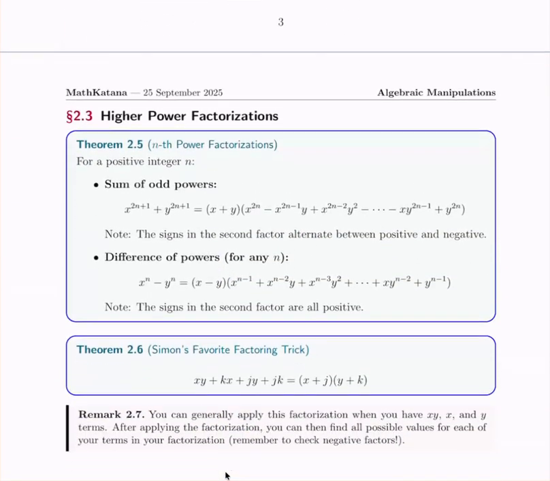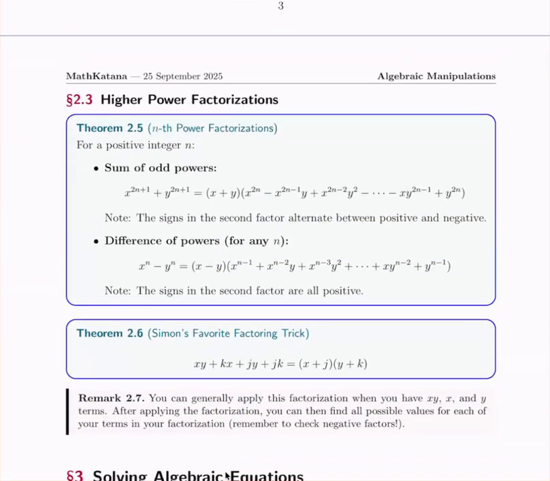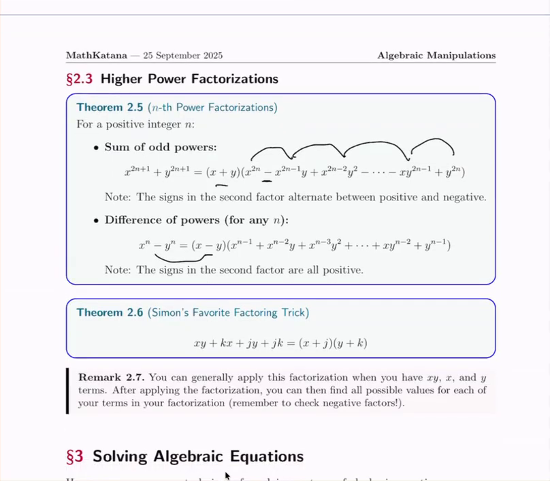The next one talks about higher power factorizations. This doesn't occur as much in the AMC, but it will occur in the AIME and sometimes in the final 5. So the sum of the odd powers would be x plus y times the signs are alternating between them, and they're just as the terms shown here. And the difference of powers, just remember that the signs are always the same. They just give always plus on this side though.